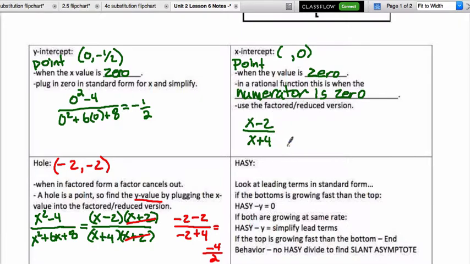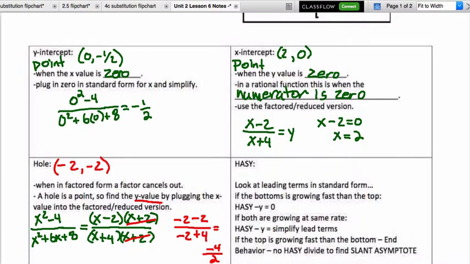Well, when would this be 0? If we set this equal to y, when would y be 0? Well, this would be 0 when the numerator is 0, because 0 divided by anything would equal 0. Okay, so we're going to set the numerator x minus 2 equals 0. Solve this, and we get x equals 2. So what we found here is the x value when y is 0. Okay, so there's going to be an intercept at (2, 0).